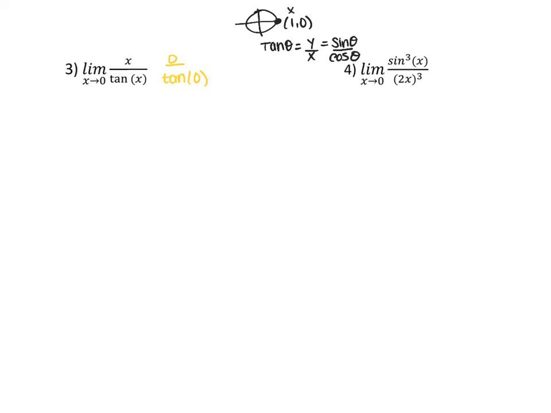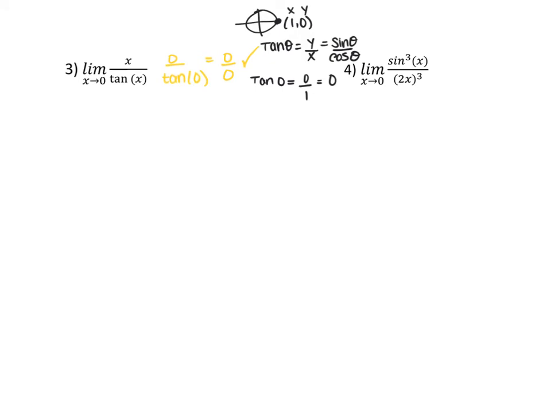So here's the x value and here's the y value. If I want to find tangent of 0, all I'm going to do is take the y value, which is 0, and divide it by the x value, which is 1. And 0 divided by anything is 0. So that tells me that this is 0 over 0. So we have another hole.